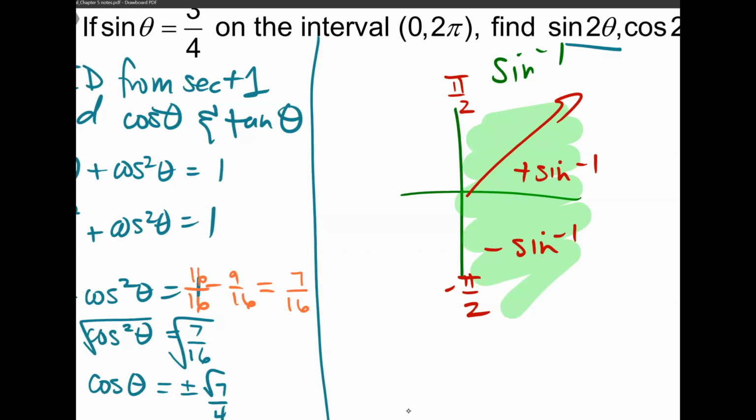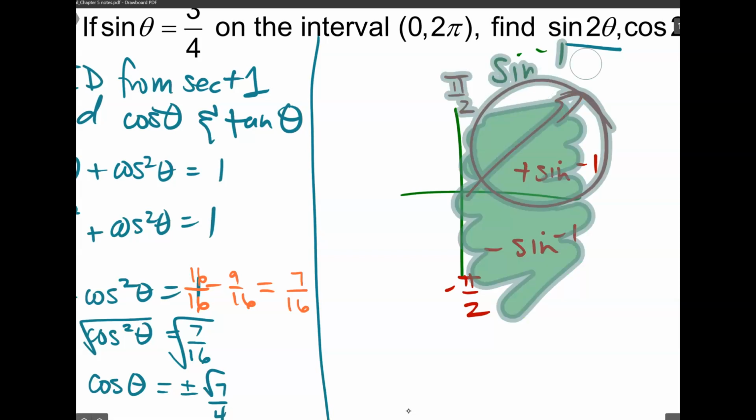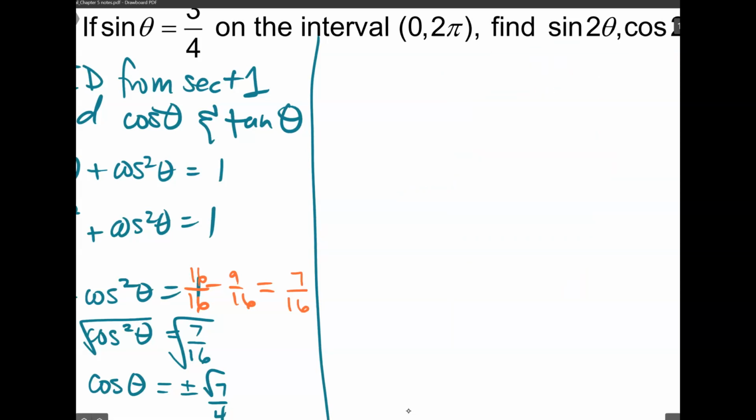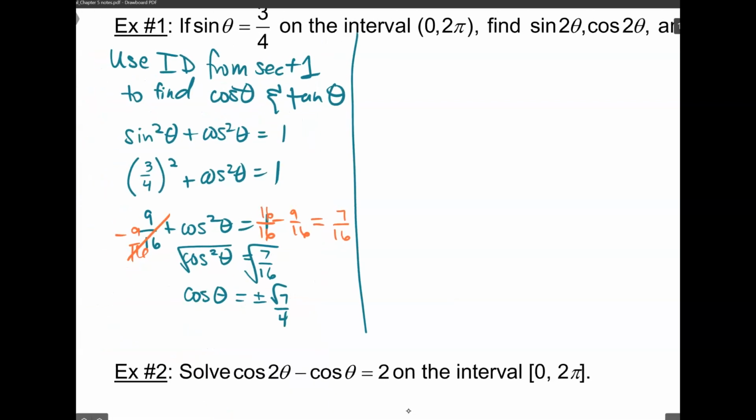So since it's 3/4, theta is sine inverse of 3/4. It has to be in the first quadrant. If you're wondering why, that's why we only take the first, so we only take the positive. So I know cosine is root 7 over 4. Cool, that's all I need to find sine of 2 theta.